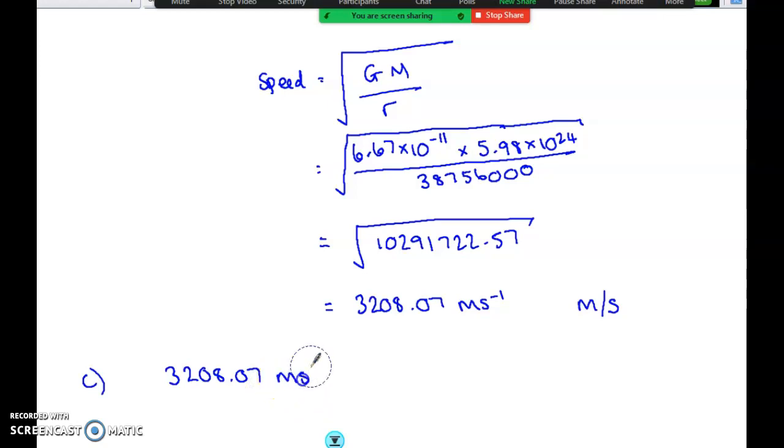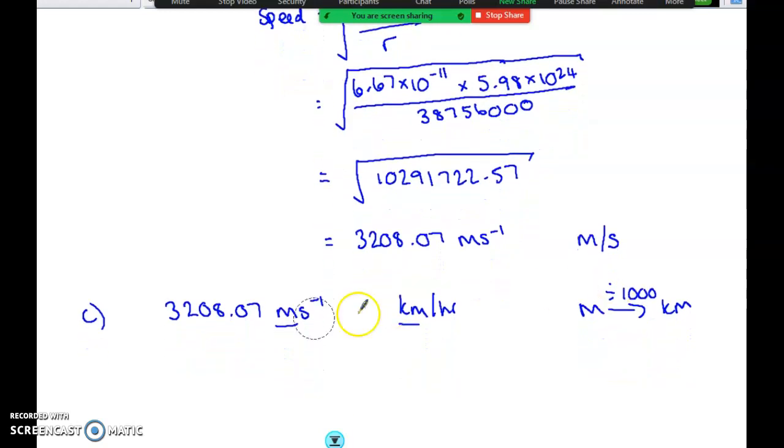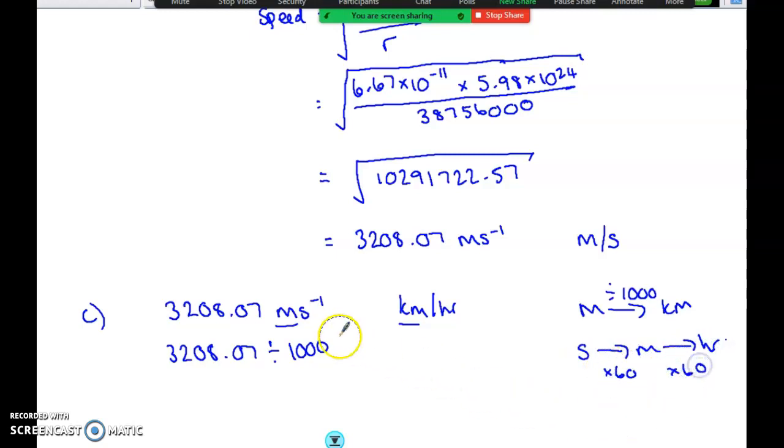C then asks me to change my meters per second into kilometers per hour. So looking at the two units differently, I want to go from meters to kilometers. I divide by 1,000. Then to go from seconds to hours, I'm going to put my minutes in between. Times by 60, times by 60, so times by 3,600.